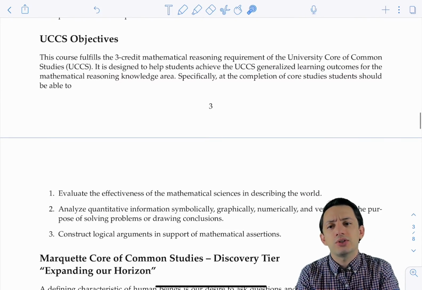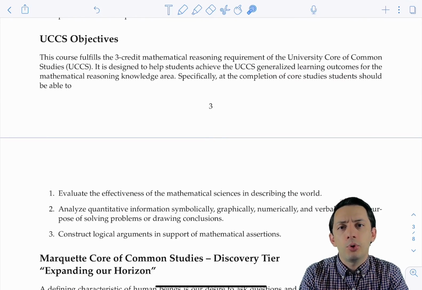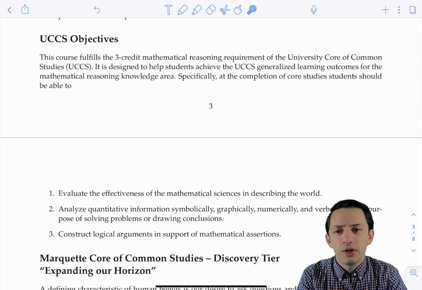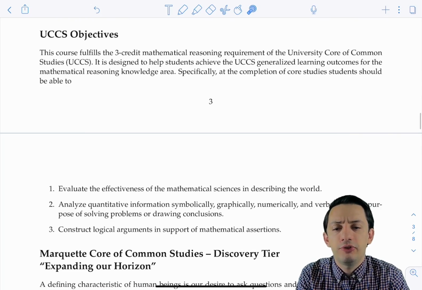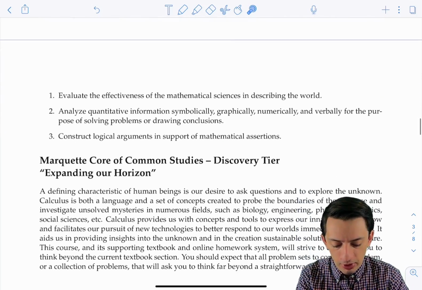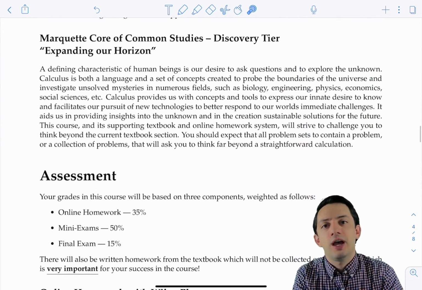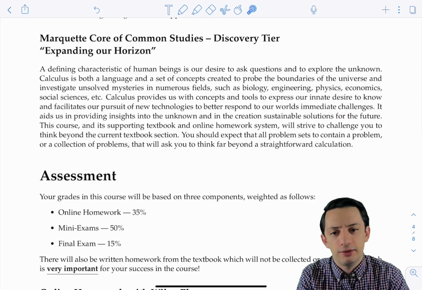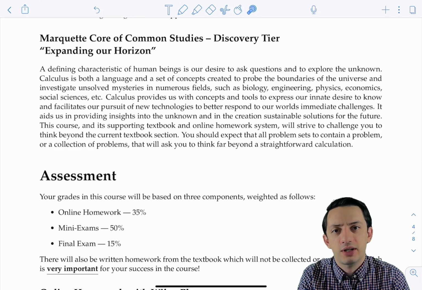Okay, the next sections are just the kind of boilerplate language about the core. This course fulfills the mathematical reasoning requirement for the old Marquette core. Most of you are probably on the new core, and this satisfies the discovery tier. So you can read that on your own. That just kind of says how this course fits into the core.